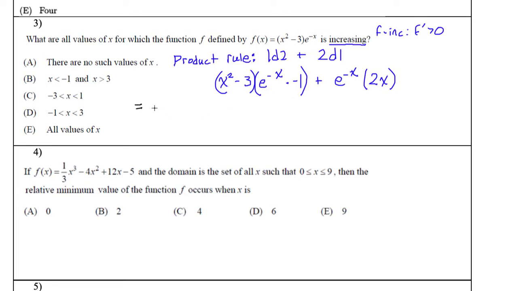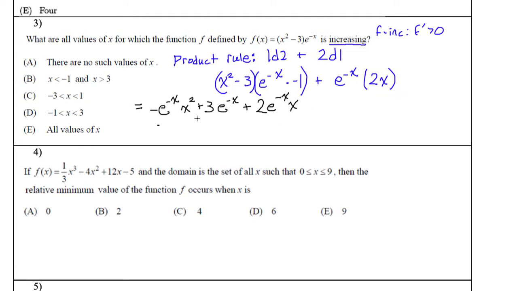And I'm left with, we'll say, negative e to the negative x, x squared, minus 3 e to the negative x, plus 3 e to the negative x, because this is a negative term times a negative, which is a positive here. And then I'm going to add 2e to the negative x, x. That's all of this term right here.